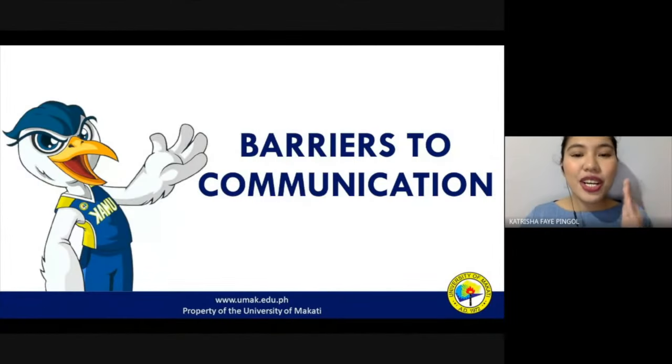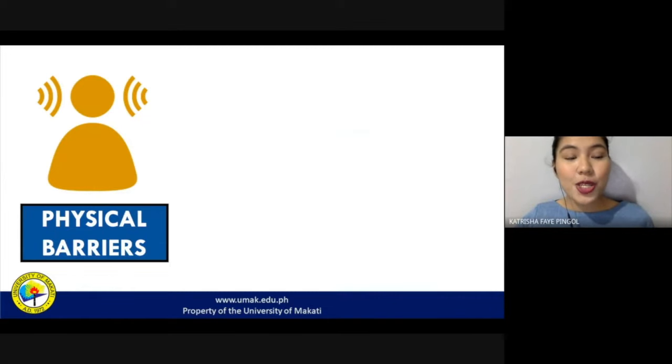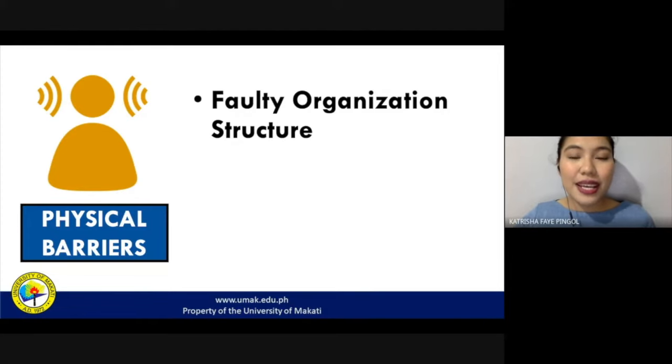Now let's talk about those barriers to communication. What are these things, factors, elements that hinder, disrupt the communication process? There are actually several categories to the barriers of communication. There are certain barriers to communication that we can categorize as physical barriers. Okay, first one, for example, is a faulty organization structure.